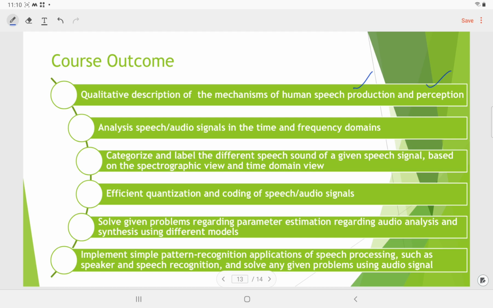Apart from that, you will be able to understand the process of quantization and coding of speech or audio signals. Then we will solve problems regarding parameter estimation for audio analysis and synthesis using different models. Then at the end of the course, we will implement a few simple pattern recognition applications of speech processing, such as speaker and speech recognition, so that you will be able to solve any given problems using the audio signal.